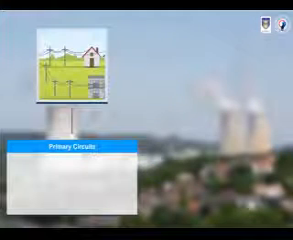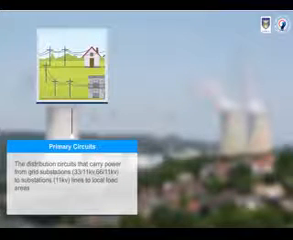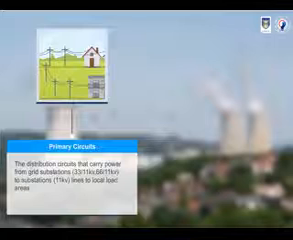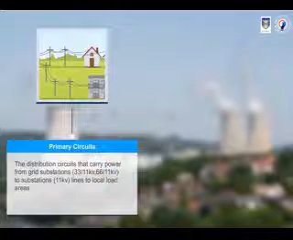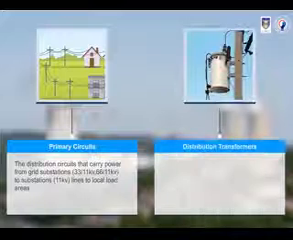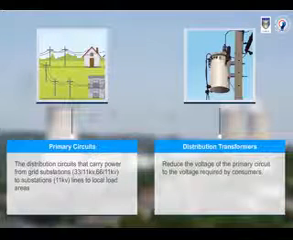Primary circuits are the distribution circuits that carry power from grid substations that carry 33 by 11 kV and 66 by 11 kV to substations with 11 kV lines to local load areas. Distribution transformers reduce the voltage of the primary circuit to the voltage required by consumers.